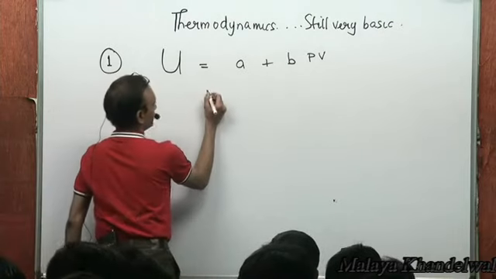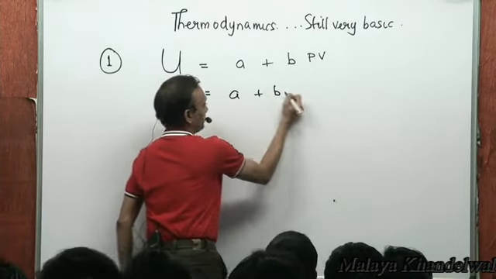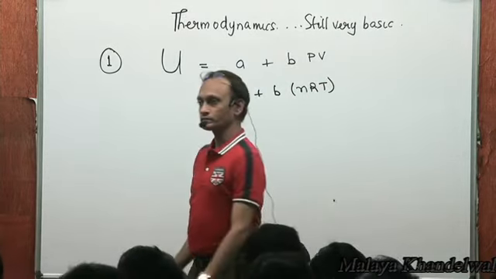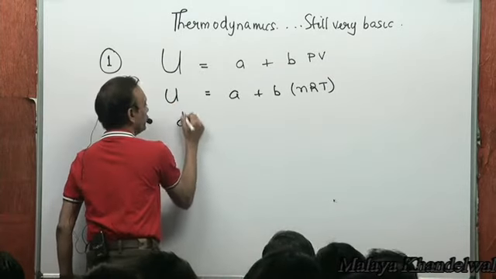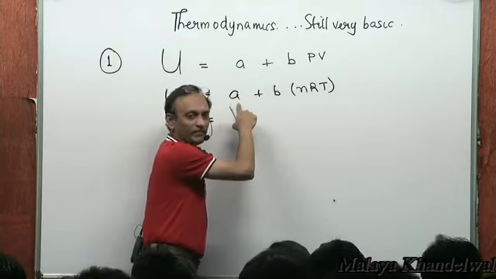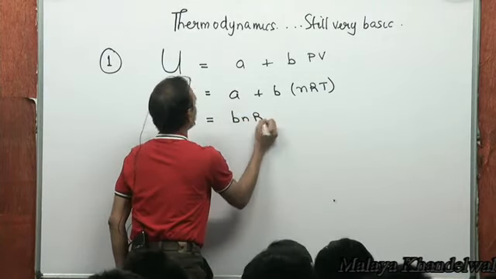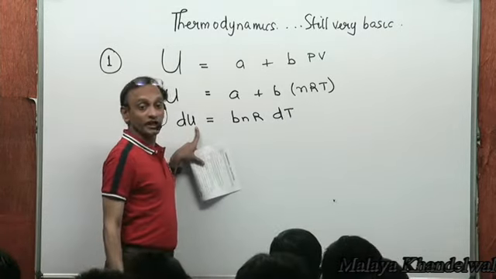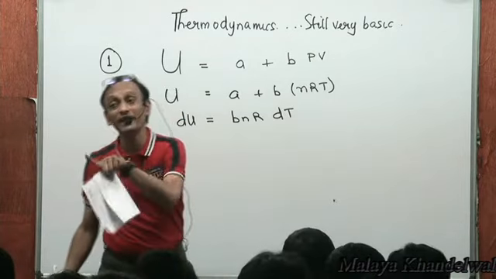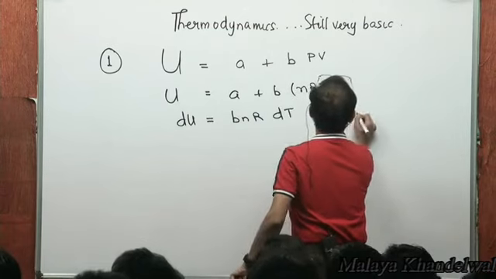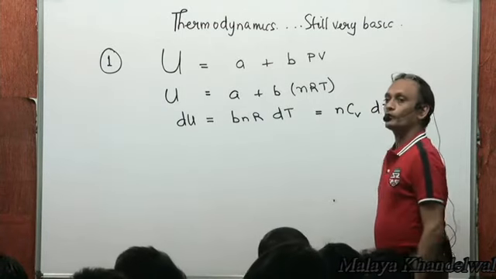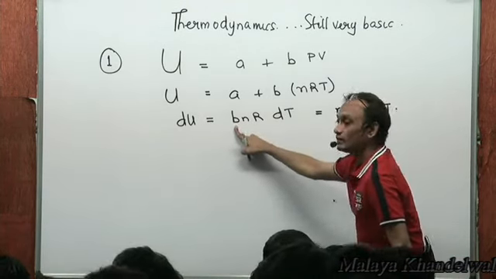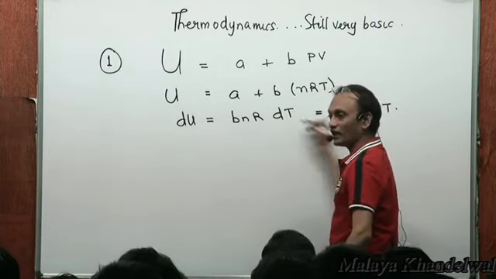Now, realize that this could be written as A plus B, PV is nRT, right? That's U. Now dU, change in U, dA will be 0, that's going to be BnR dT. Yes or no? dU is change in internal energy, which is going to be nCv dT. So this could also be written as nCv dT, which gives us direct access to Cv. Cv then, as you can see, is BR, isn't it? See, BR is Cv.